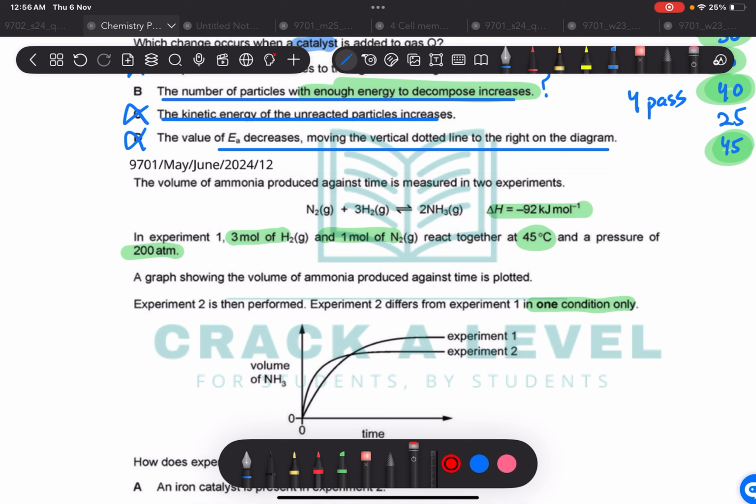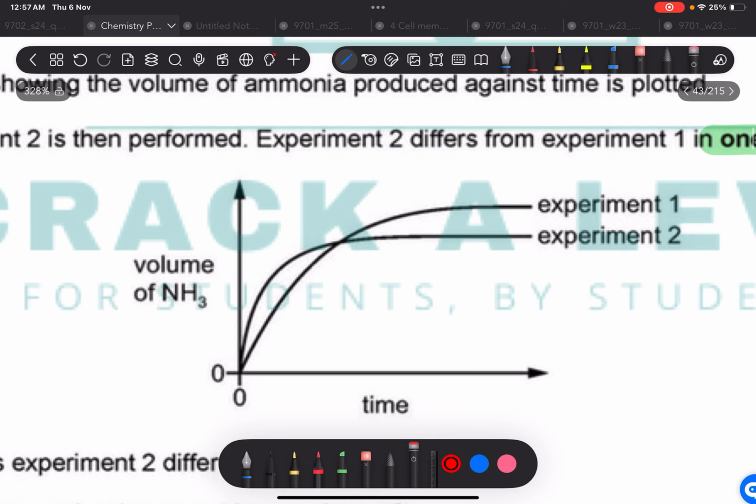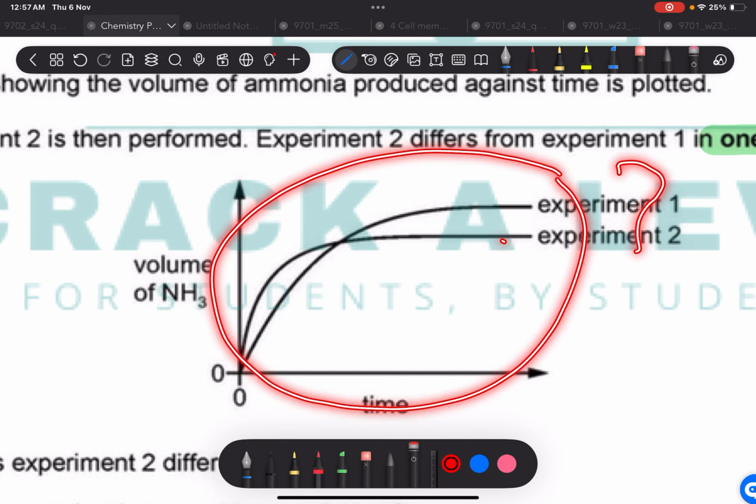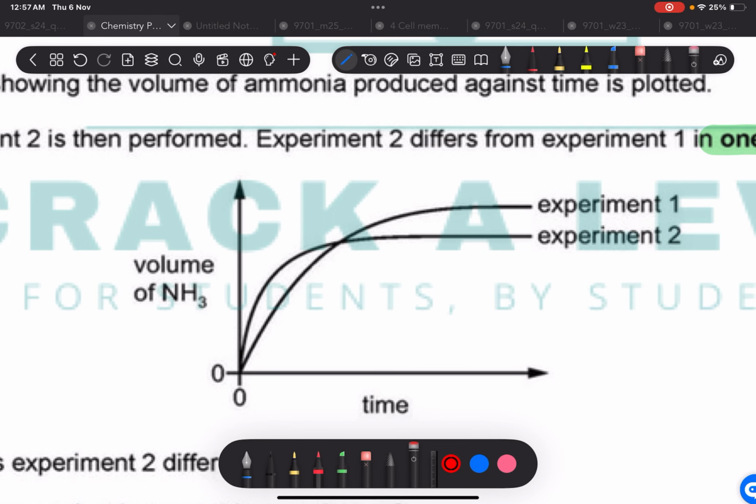In experiment 2, firstly the rate is slower or faster? I'd like to know, is the rate slower or faster? That's going to be our test. If you guys think you know it very well, tell me, is the rate going to be faster or slower in experiment 2? It's going to be faster. In experiment 2, you have a steeper gradient. In experiment 1, you have a less steep gradient. So write it with experiment 2, faster initial rate.